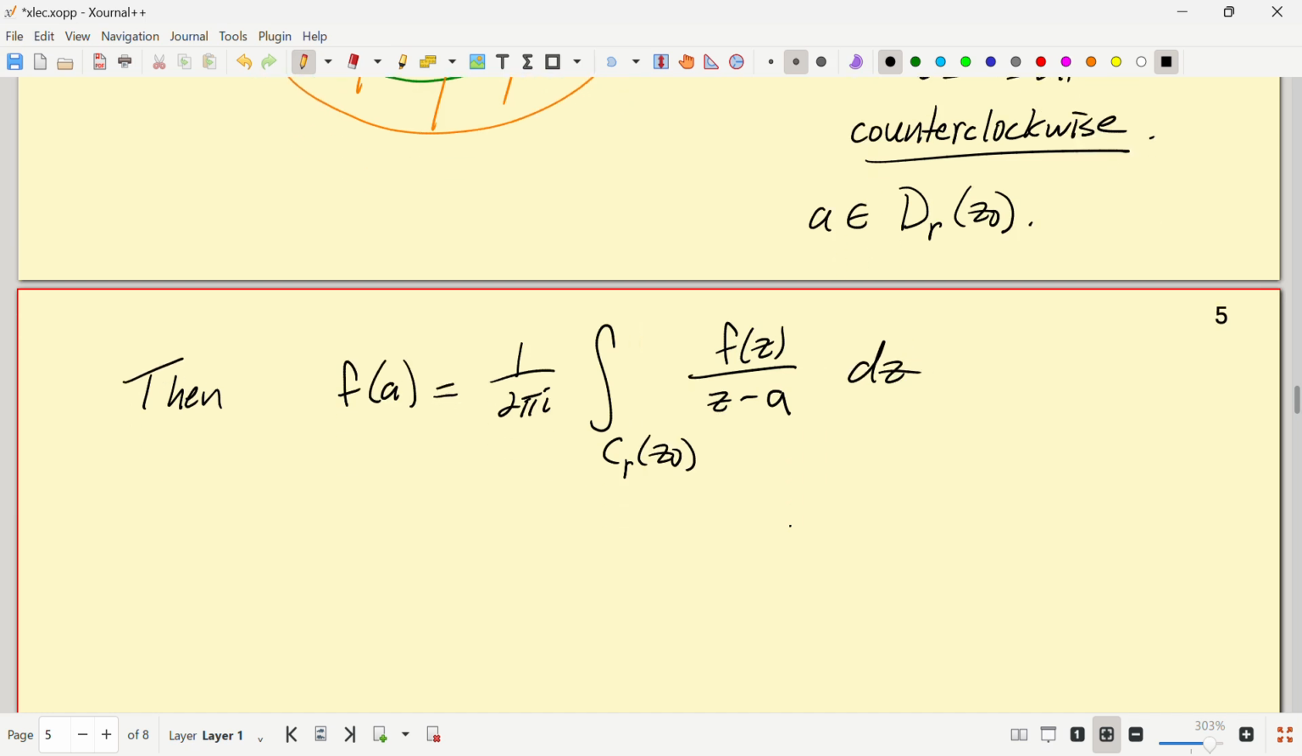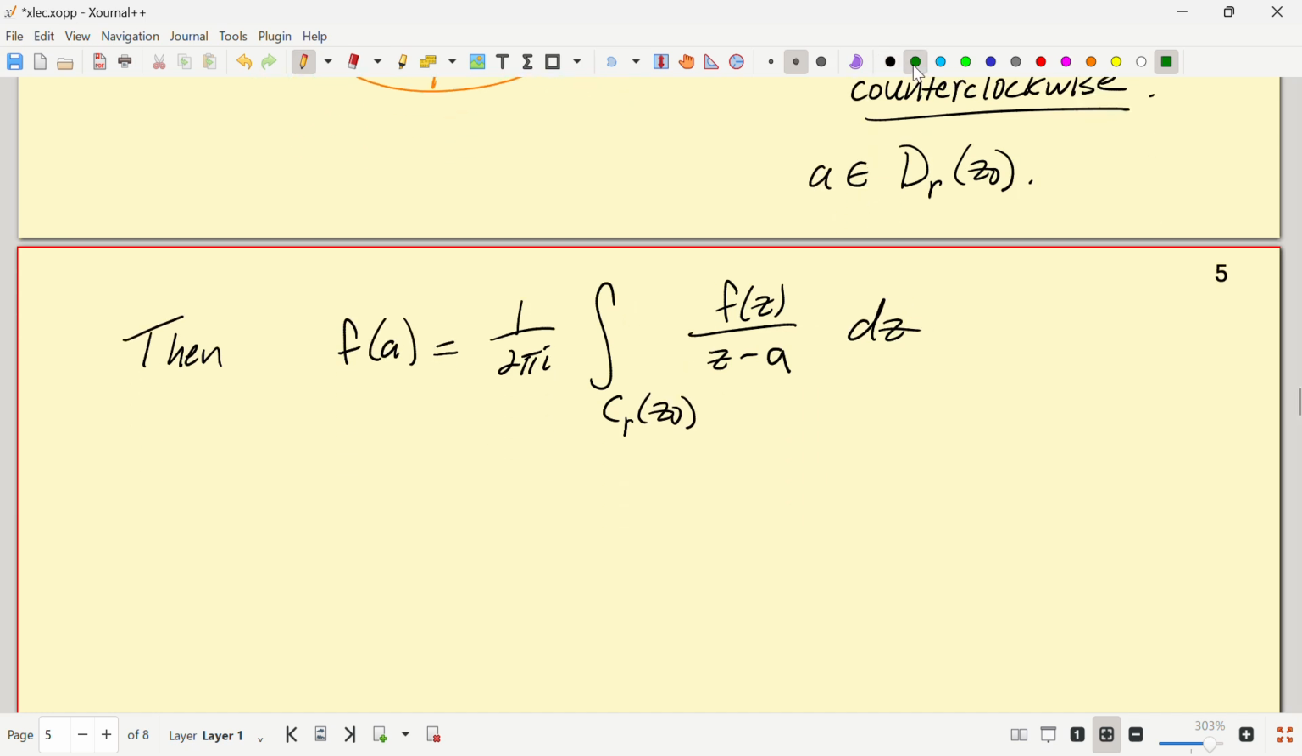Okay, so a little lemma. Let's see. So I showed you how we are going to apply that Cauchy integral formula.